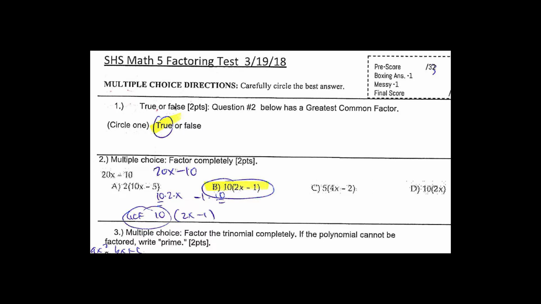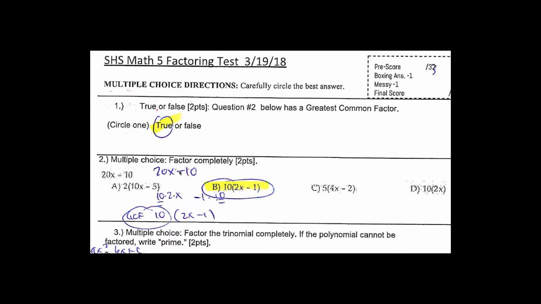Question number 1 says true or false. Look at question number 2 below. Does it have a greatest common factor? So we look at question number 2 right here. A little bit hard to see on the prints. 20x minus 10. If you break them into factors, I have 10 times 2 times x.